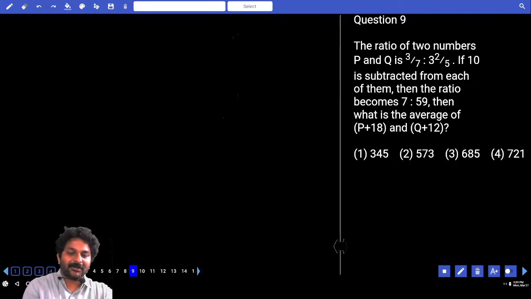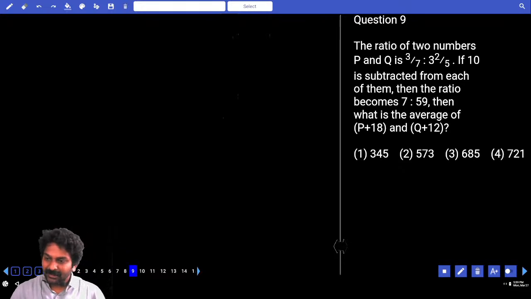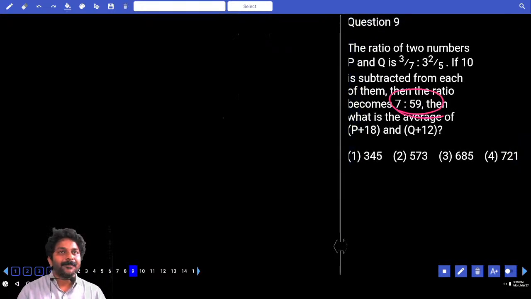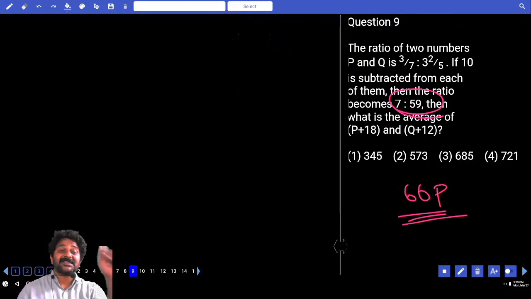P plus Q is equal to how many parts? 134 parts. That we already eliminated because it is time taking. How many parts do we have here? 66 parts. How will these 66 parts come?